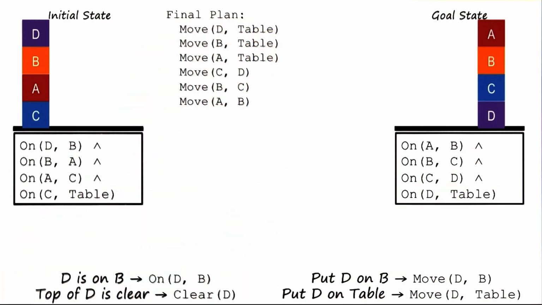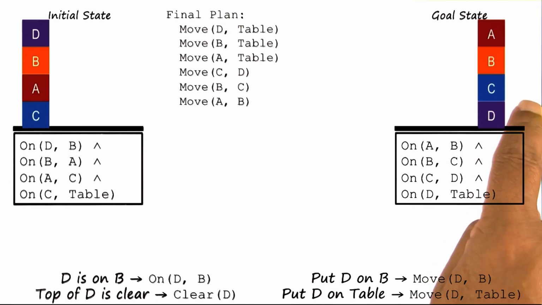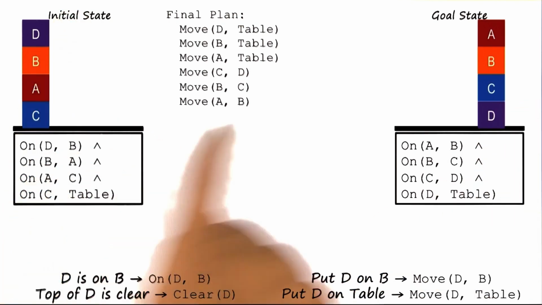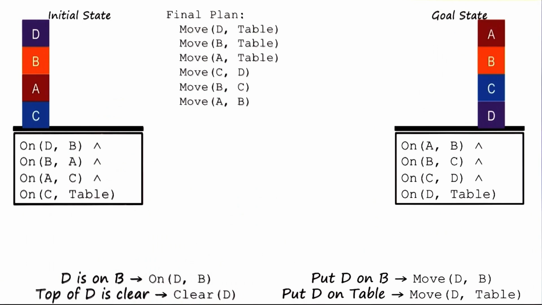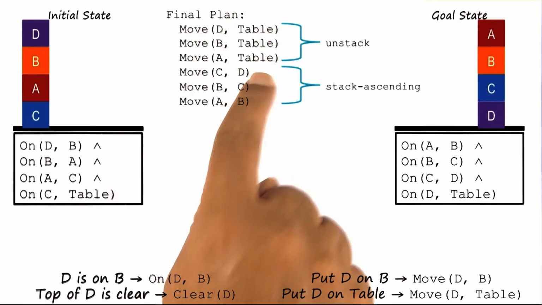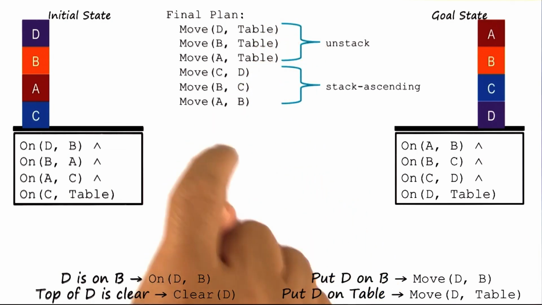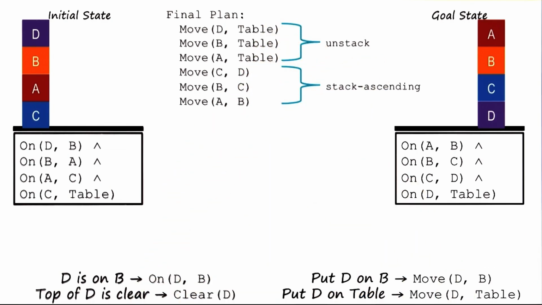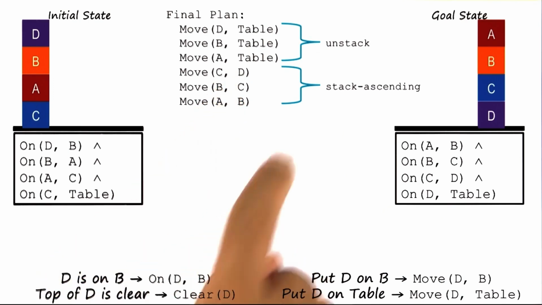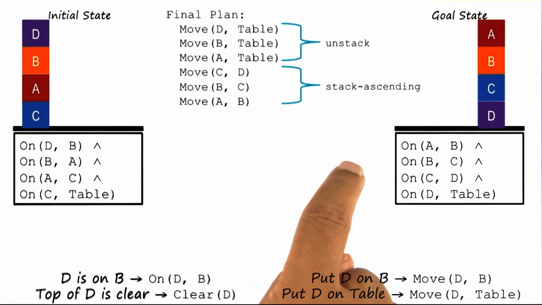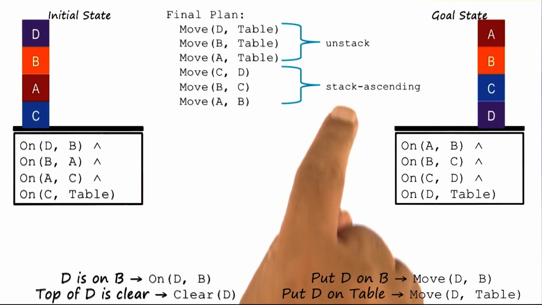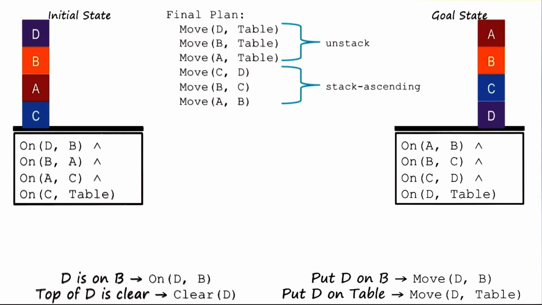To illustrate this idea of macro operators and hierarchical planning at multiple levels of abstraction, let us revisit this problem that we had encountered earlier. This was the initial state, this was the goal state, and we came up with this as the final plan. Now we can think of these three operations as being abstracted out into a macro operator that we can call unstack. And these three operations being abstracted out into a macro operator that we can call stack ascending, which is simply saying stacking them in a particular ascending order.